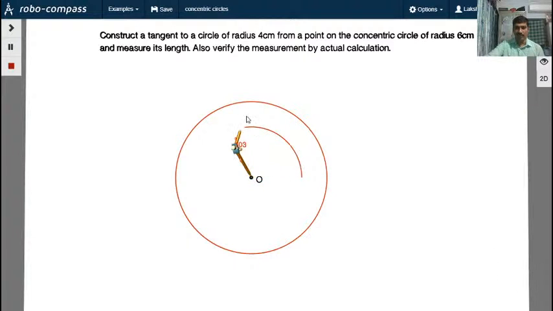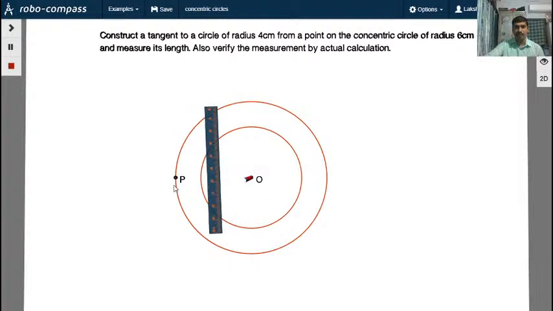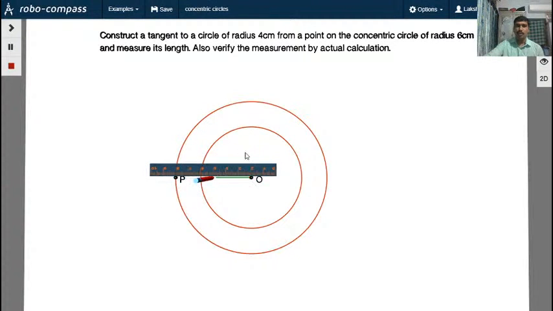Sorry, the first one is 6 centimeters and the second one I have drawn inside that is 4 centimeters. Now we are going to locate a point on the larger circle, that means the 6 centimeter one. We are naming this point P. From this point P we have to draw tangents to the small circle.